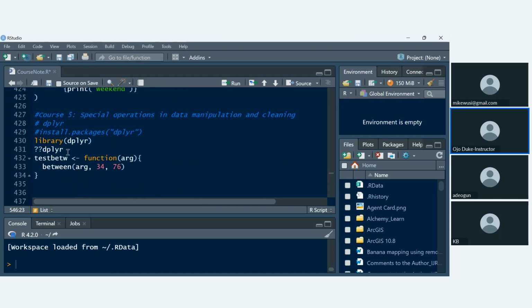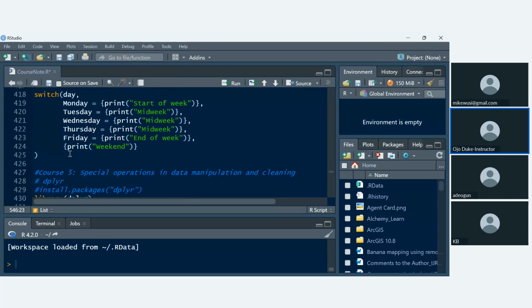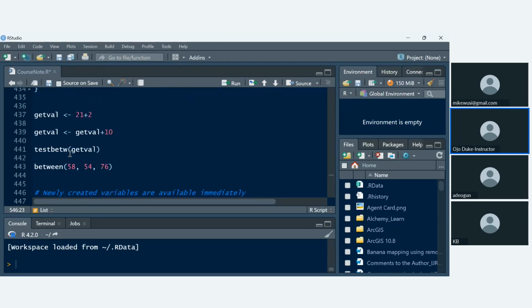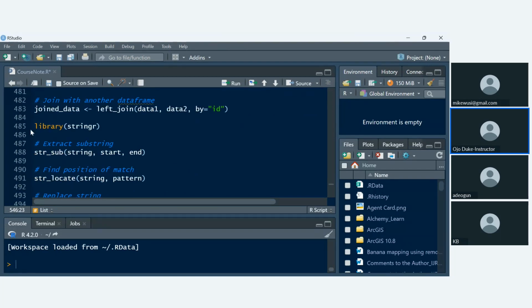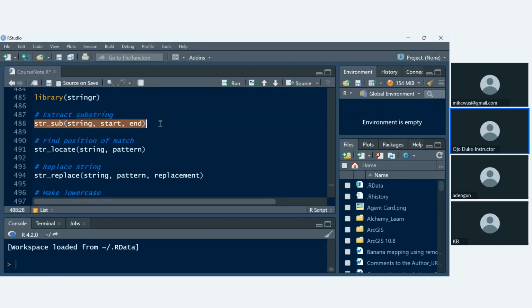Okay, so for the string operation, we are trying to use this stringr library. So you may want to have the library installed if you don't have it already. And after doing that, you will have to load it into your RStudio. So when you do that, these functions become available to you. Okay, so this line 488 is the structure.